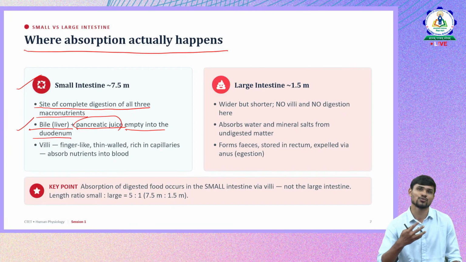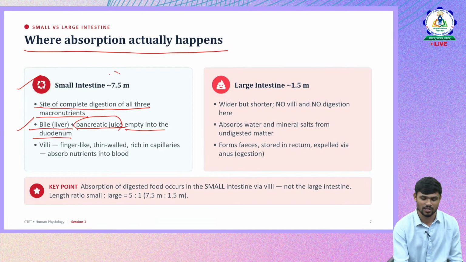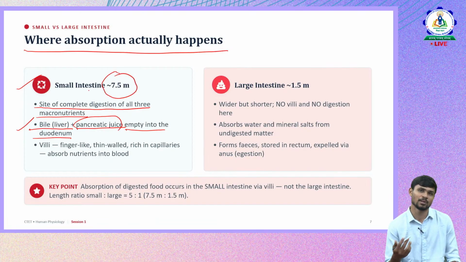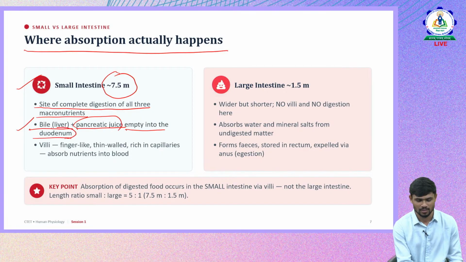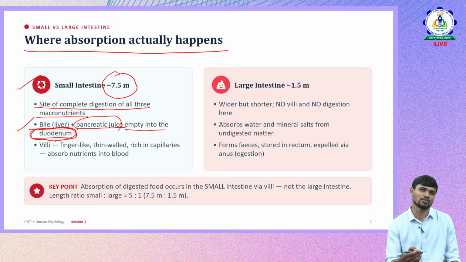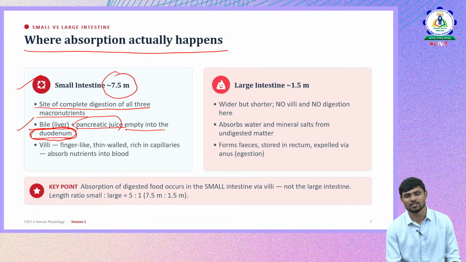So the small intestine is very large. You can see it is given here. We have to remember the approximate length of the small intestine. It is 7.5 meters. This 7.5 meters is divided into three parts. The first part is the duodenum. This is where the bile juice and pancreatic juice will be released, and that's where the complete digestion process starts taking place in the small intestine.